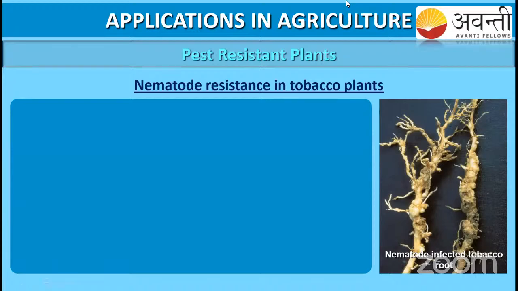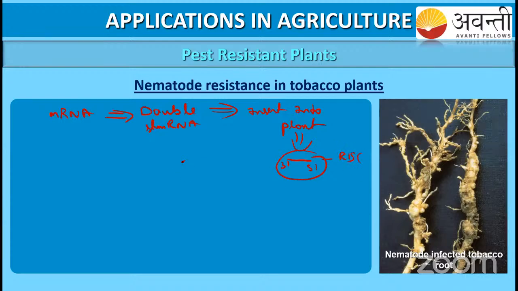So what are we going to do for nematode resistance in the tobacco plant? We are taking the RNA. Which RNA? mRNA. We are going to produce double stranded RNA, and we are going to insert this double stranded RNA into the plant. Then it is going to produce the 3 prime, 5 prime strand along with the RISC complex, right?